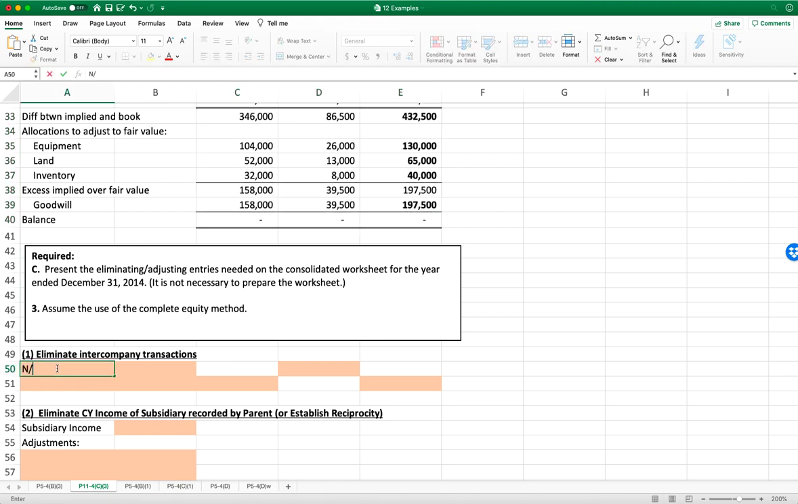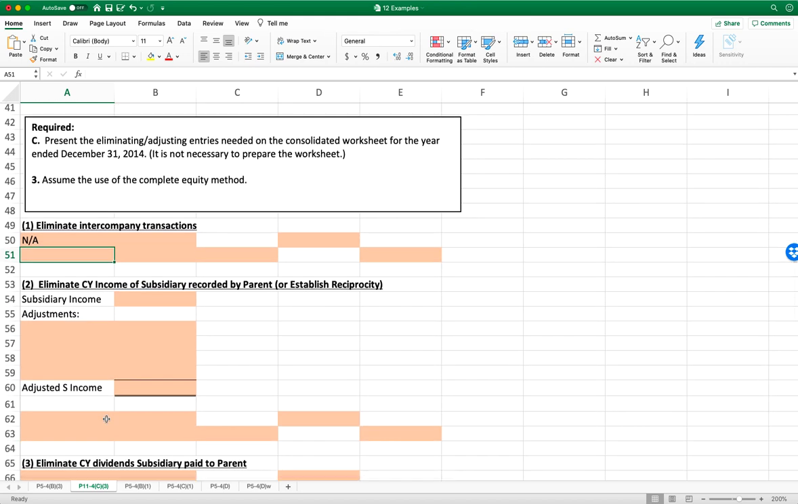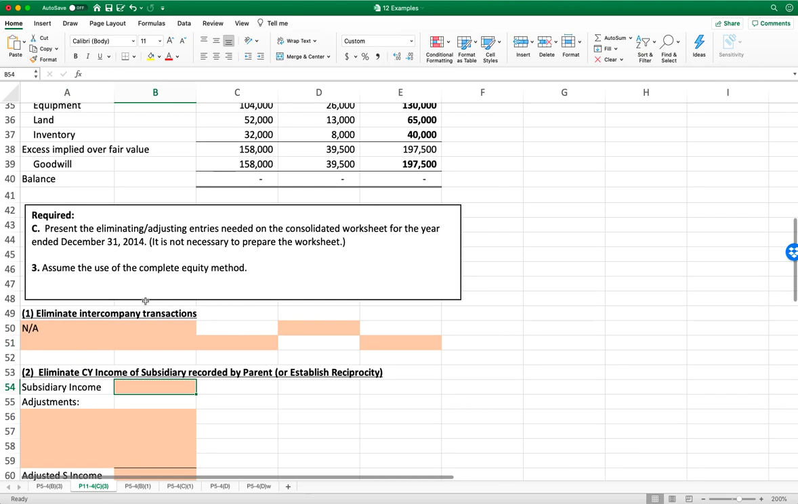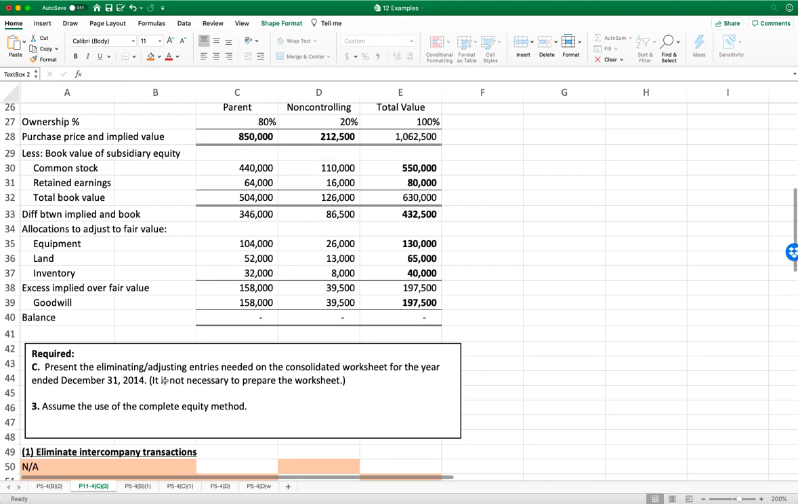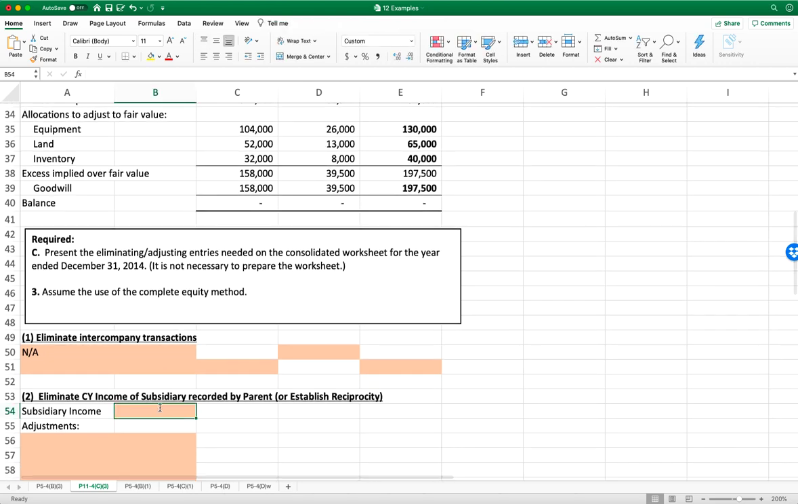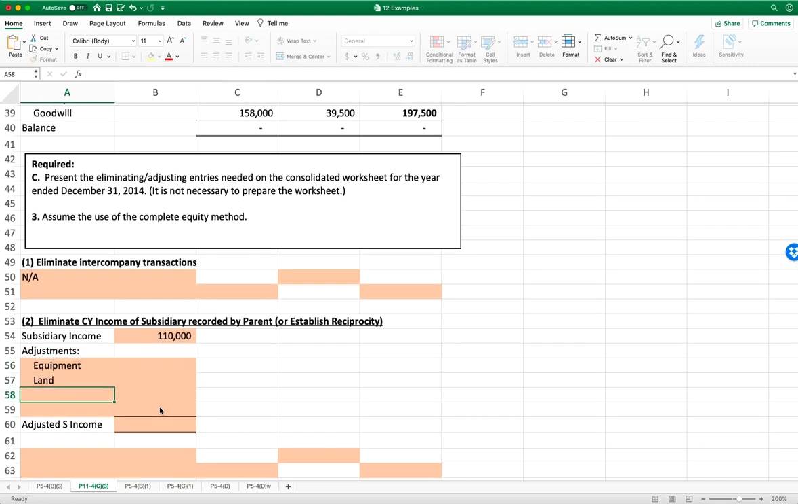So again, we don't have any intercompany transactions. We do have income that the parent recorded from the subsidiary, so we're going to need to adjust that again. That was what we learned last time because of the complete equity method. So our initial income this time is $110,000. So we're going to start with 110. And we know we might need to adjust it for any of our fair value adjustments. So those were equipment, land, inventory, and goodwill.